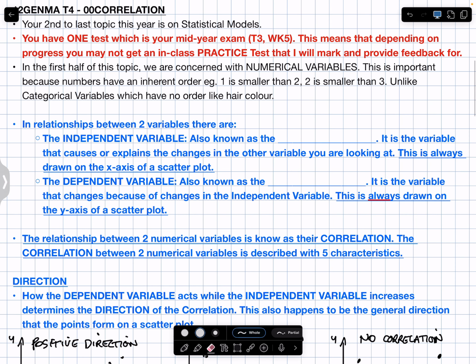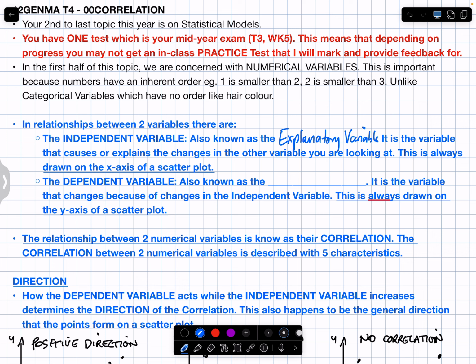So let's revise some terms that are going to be important. If you're doing science, these might be familiar to you. In relationships between 2 variables, there is the independent variable. Does anyone know what the other term for the independent variable is? It starts with an E. No? Explanatory variable. Which now that you know the name of it, kind of makes sense.